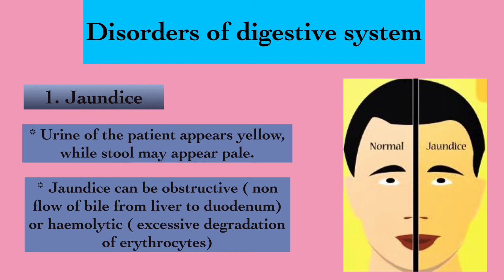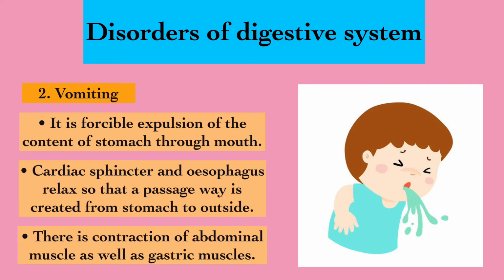The second type is hemolytic type, which is related to the blood. There is a problem in blood, and it says there is excessive degradation of the erythrocytes. Whenever the erythrocytes, the RBCs, degrade in much greater numbers as compared to the normal numbers, that will lead to hemolytic jaundice. The second digestive disorder which we will be discussing here is vomiting.